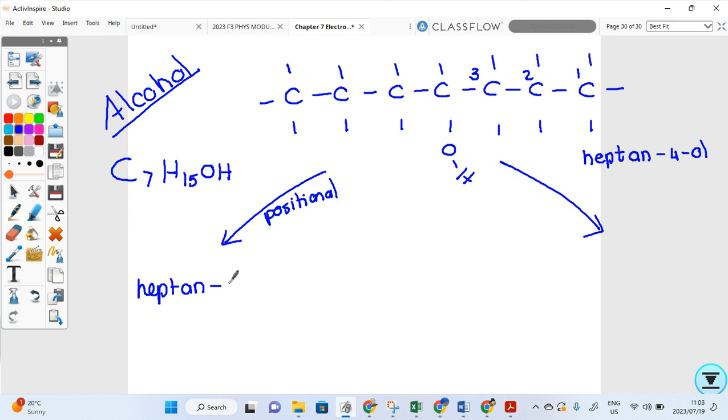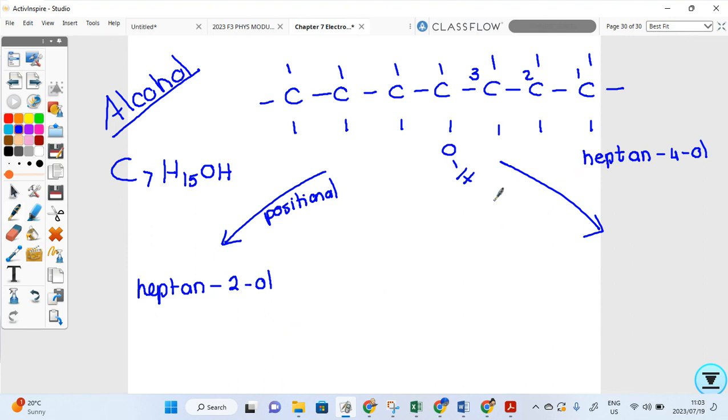And you can choose. 5. Can I go 5? Okay, what must I do? It can be 1, can be 2, can be 3, but it cannot be 5, 6, or 7. So heptan-2-ol. So, ma'am, you basically have to half the amount of C's to do it.